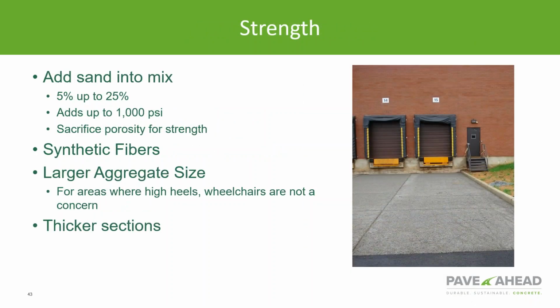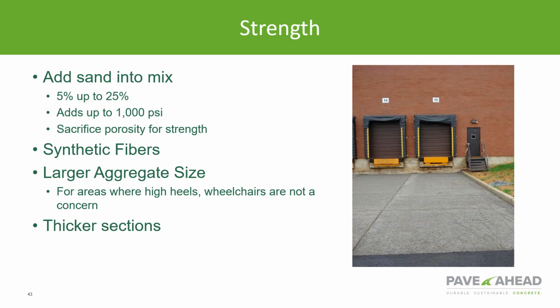Now, as far as strength, I know I told you that we don't specify strength. And a typical pervious concrete mix with no fines is roughly around, let's just say 2,800 PSI. But now, let's say for whatever reason, you do need to have a stronger mix because it's more heavy duty use. So here's how you can get a stronger pervious concrete mix. You can use any one of the 4 things you see here, or combine them, or use all 4.